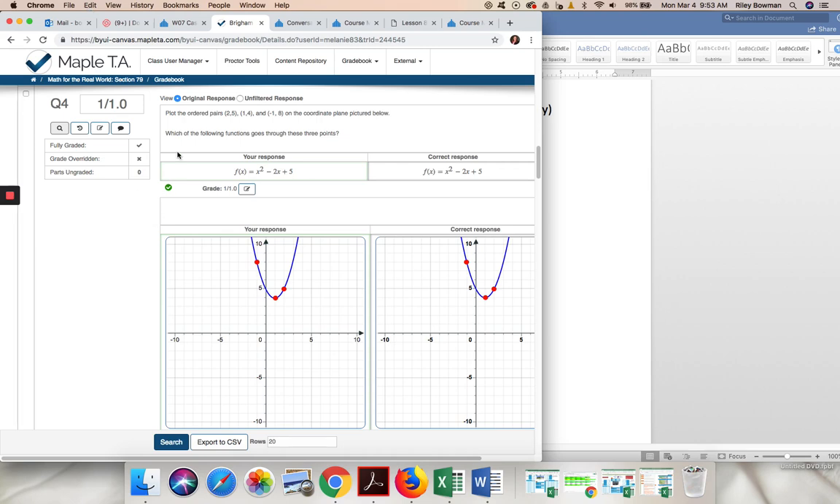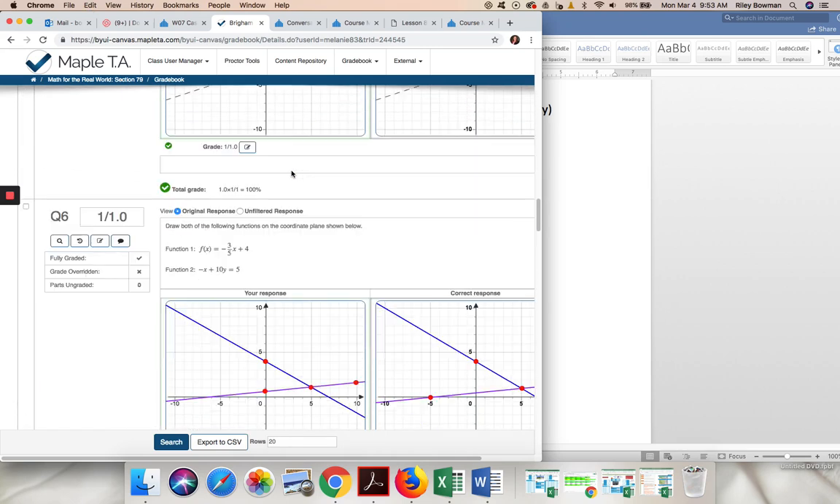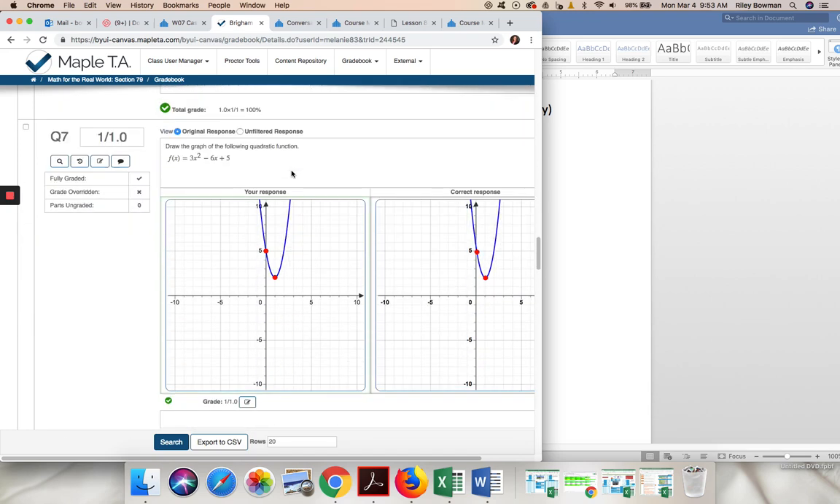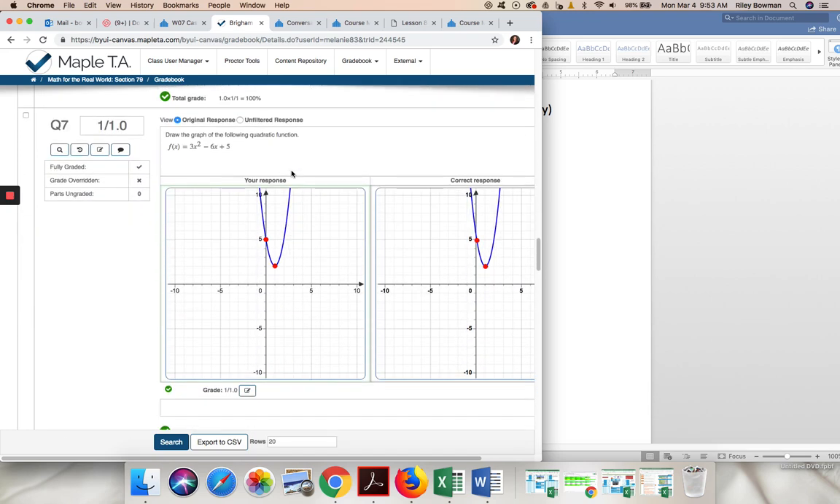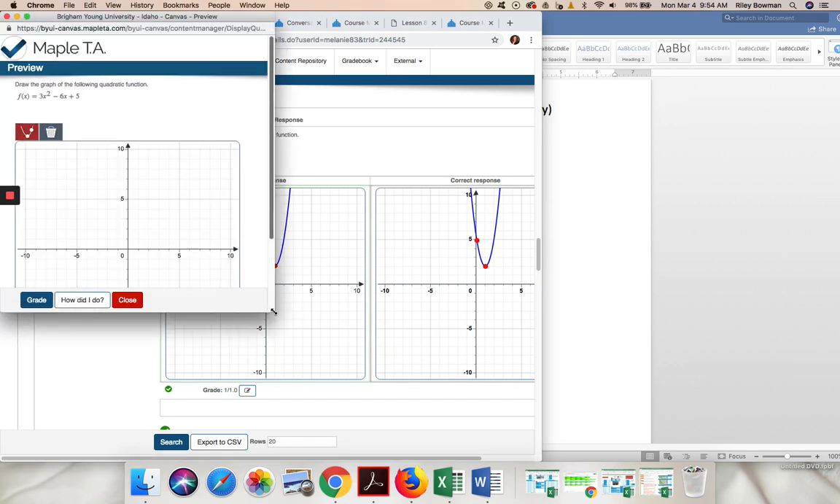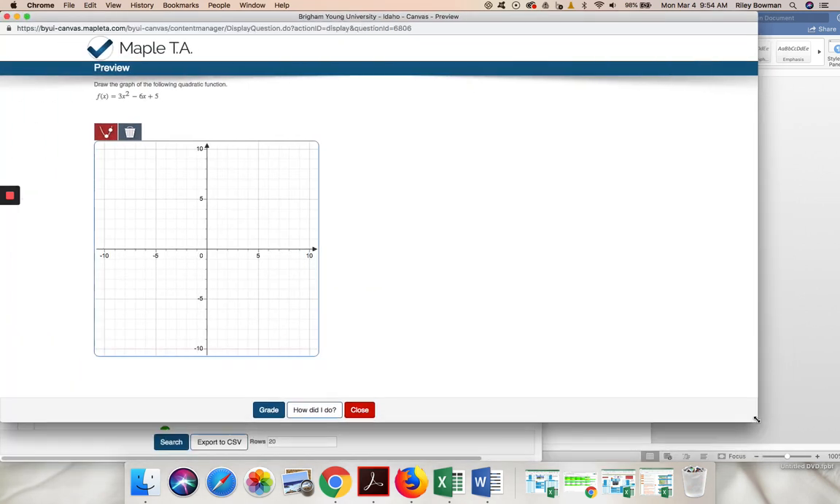Whoops. Okay, so let's go to the next one. Number 7. 6, 7, there we go. Okay, so draw the graph of the following quadratic function. I'm going to see what we started out with. Okay, so it's just drawing it.